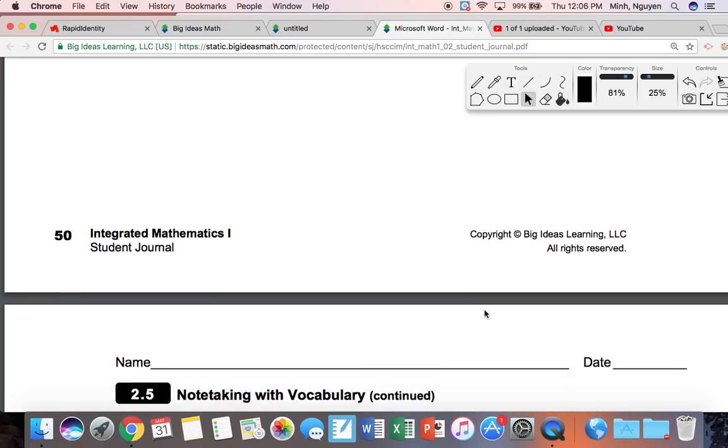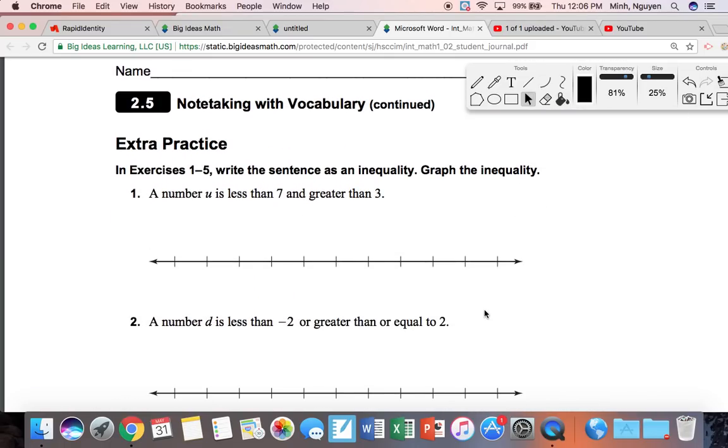So we're just going to move in, and I'm just going to show you some examples. A number u is less than 7 and greater than 3. A compound inequality, which there was a definition earlier, but it's not a big deal, is an inequality with an and or an or. So it just means that there's more than one element to this.